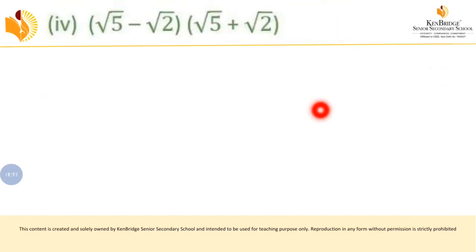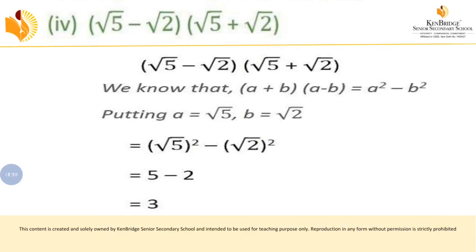So here is the fourth expression. The expression is (root 5 minus root 2) into (root 5 plus root 2). This is in the form of (a minus b) into (a plus b), so this can be written as a squared minus b squared. Instead of a we should take root 5, instead of b we should take root 2. So a square minus b square can be written as root 5 the whole square minus root 2 the whole square. If you square root 5 you will get 5, and if you square root 2 you will get 2, and when you subtract 5 minus 2 you get 3. That will be the answer. Let's see the next one.